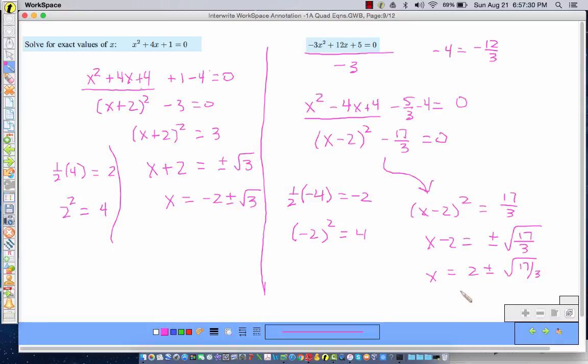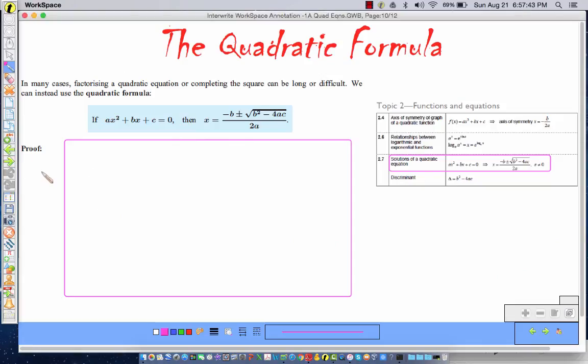Booyah! Done. Yes, you could have used the quadratic formula here, but completing the square is a valuable tool, as we will see later in this course.